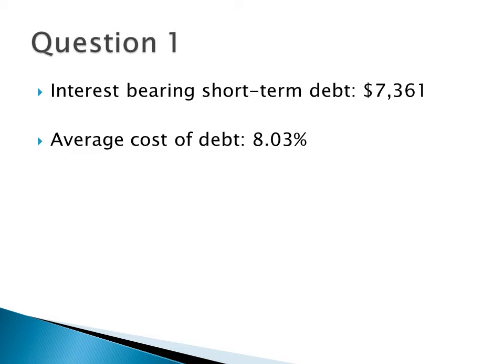Question 1 asks, how much interest-bearing short-term debt did AT&T have at the end of 2009, and what was the average cost of this debt? AT&T had $7,361 in short-term interest-bearing debt, which had an average cost of debt of 8.03%. This was calculated by taking the interest expense on the balance sheet and dividing it by AT&T's total debt.